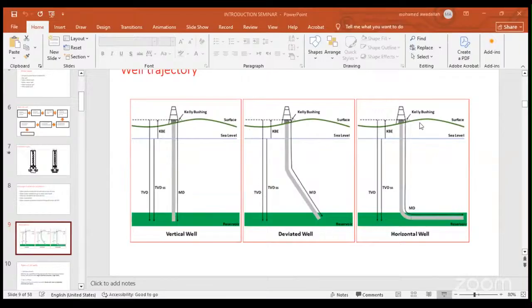And we have also the horizontal well. We have a vertical section here, then a horizontal section inside the reservoir or inside the zone of interest. The advantage of the horizontal well is that the connection between the well and the reservoir is much longer than in the deviated and the vertical well, because the part of the well that is penetrating the reservoir is much longer, which allows more production from this well. But for sure, it will cost more money than the vertical and slanted ones.